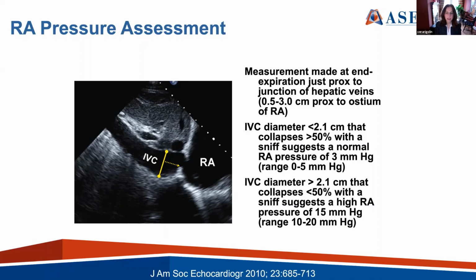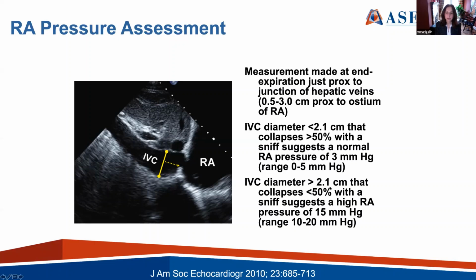So an IVC diameter of less than 2.1 centimeters and a collapse of greater than 50% suggests that the right atrial pressure is normal, and we average it out at 3 millimeters of mercury because normal is considered between 0 and 5 millimeters of mercury. If the IVC diameter is greater than 2.1 and it collapses less than 50% with a sniff, that suggests that the right atrial pressure is high, with an average value of 15, with a range of 10 to 20 millimeters of mercury.